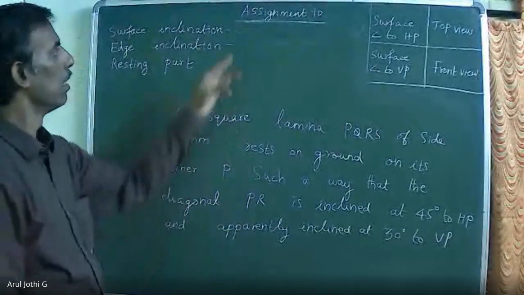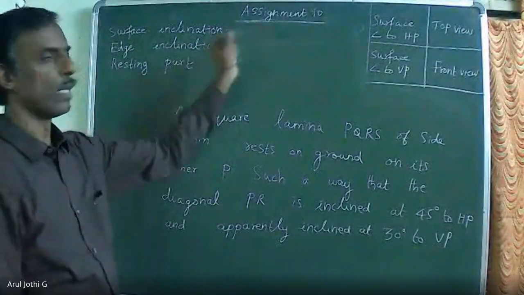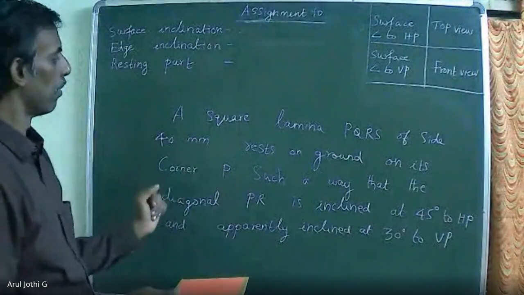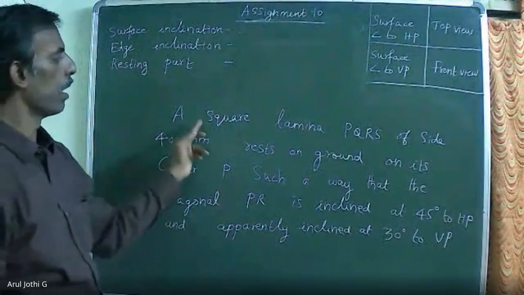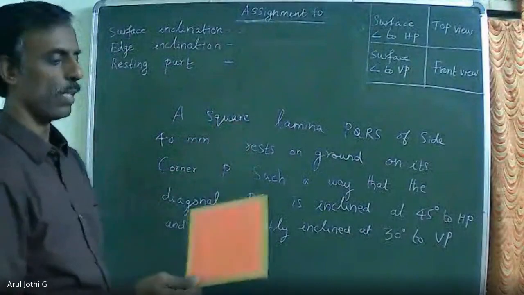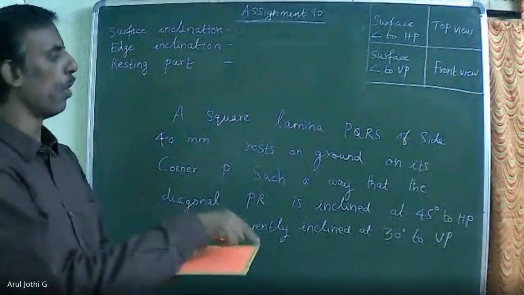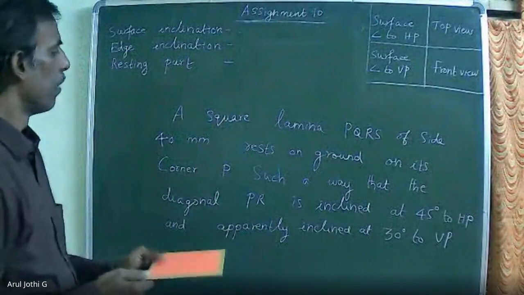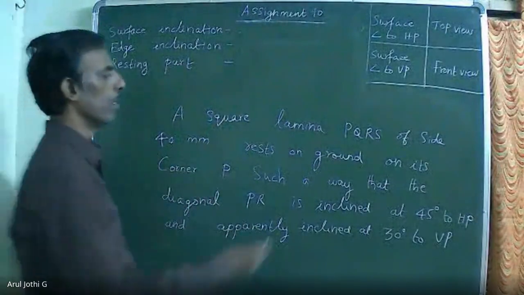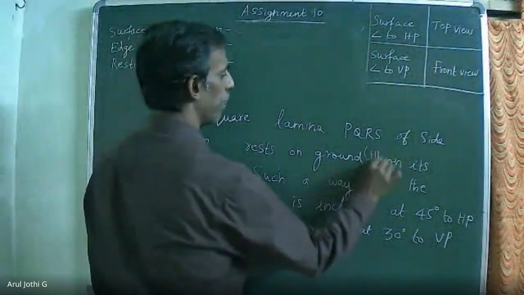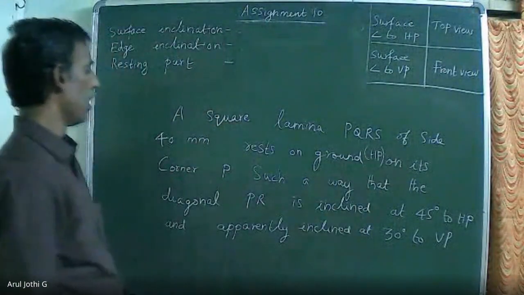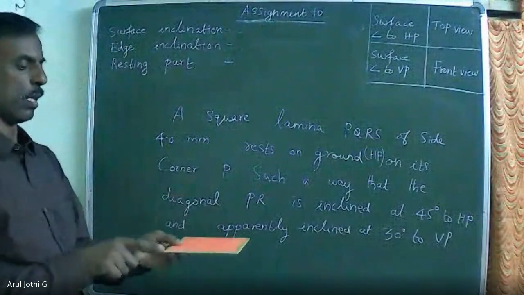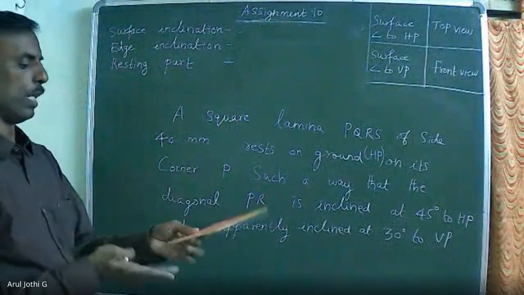We are going to see assignment problem number 10. How to construct assignment number 10? What are the data given? A square lamina PQRS, 40 mm, rests on the ground. Ground means horizontal plane, so it rests on HP on one of its corners P. So this corner P lies on HP.